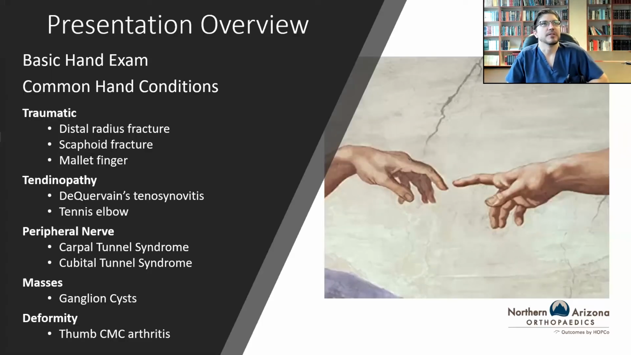So I'll start off with a brief overview of the presentation. We'll start to talk about the basic hand exam and the usual way I evaluate patients for common hand conditions. We'll review some basic traumatic injuries, including distal radius fractures, scaphoid fractures, as well as mallet fingers. We'll also talk about very common disorders of the tendons called tendinopathies, specifically de Quervain's tenosynovitis and tennis elbow.